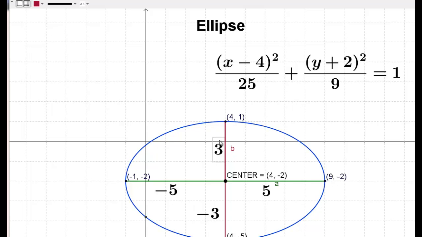So shifting 4 to the right and 2 down means an x minus 4. 4 to the right means a minus 4 here, and 2 down means a plus 2, y plus 2, so that when we put the coordinates of the center, 4 comma negative 2 in here, we get 0 plus 0, because obviously the center is 0 distance away from the center. So the equation of an ellipse is x minus whatever the horizontal shift is squared over a squared, y minus the vertical shift squared over b squared equals 1.